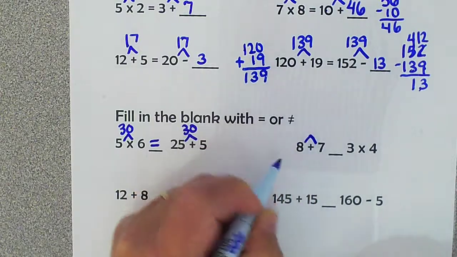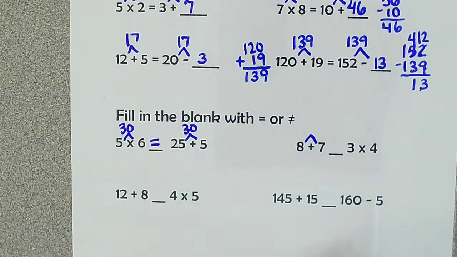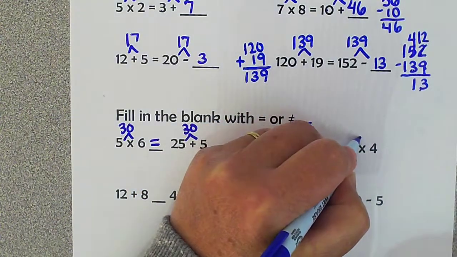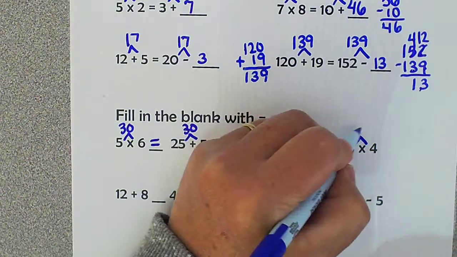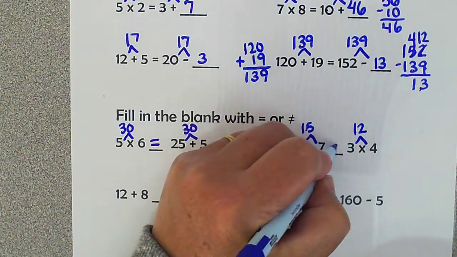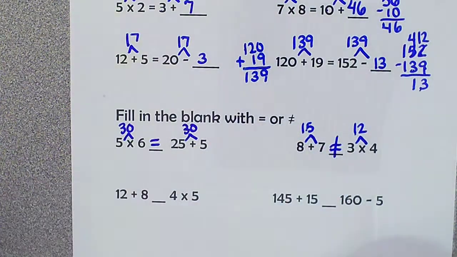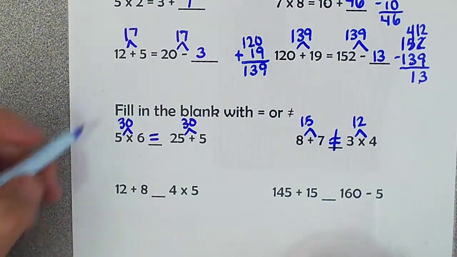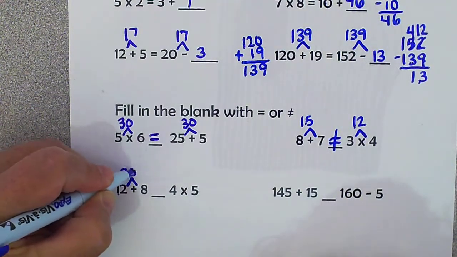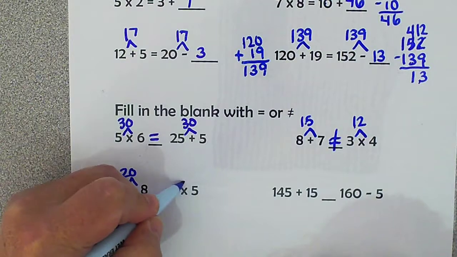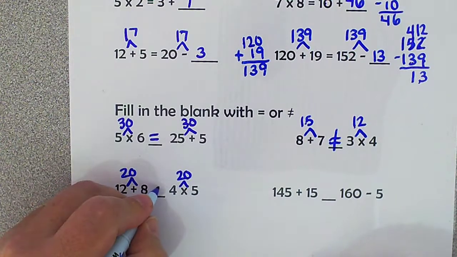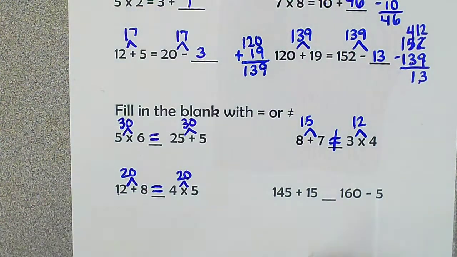On this left-hand side, we have 7 plus 8. 7 plus 8 is 15. The right-hand side, 3 times 4 is 12. These two numbers do not match, so 15 is not equal to 12. On our bottom equation, we have 12 plus 8. 12 plus 8 is 20. 4 times 5 is also 20. When our left and right side are equal, we put an equal sign in the blank.